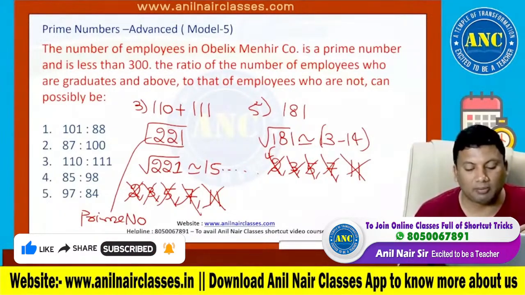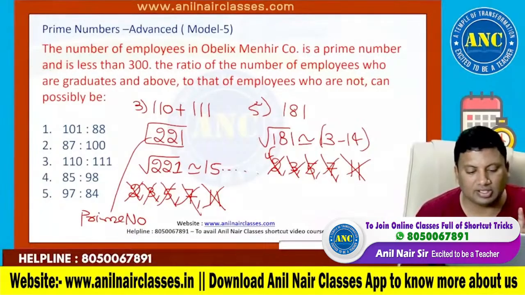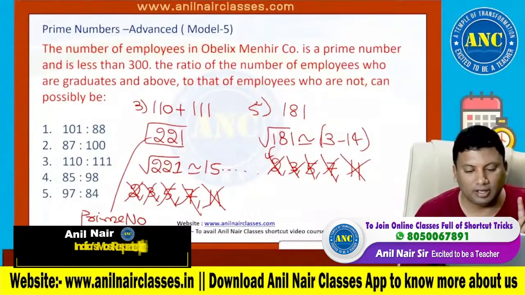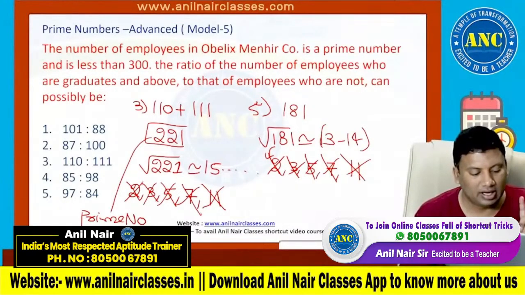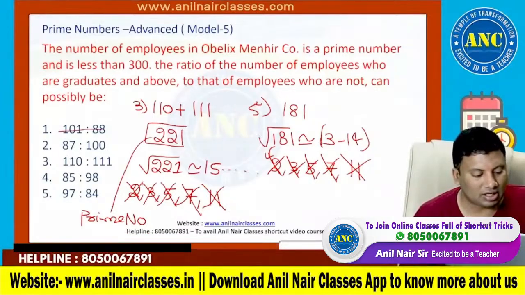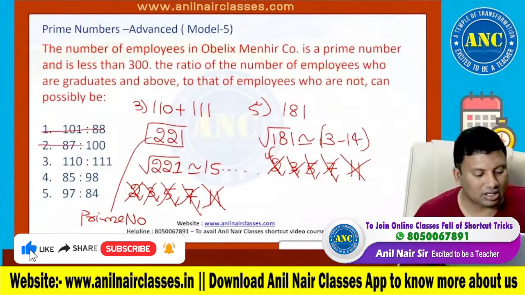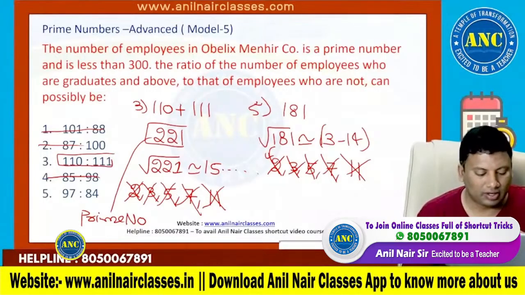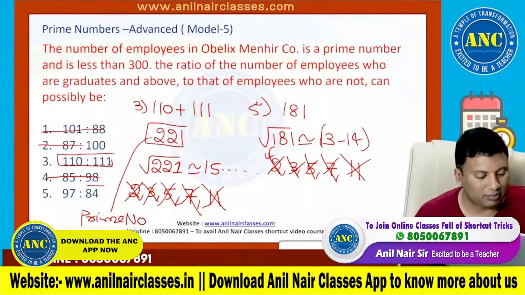The ratio of the number of employees who are graduates to that of employees who are not can possibly be... Possibly means it has to be a prime number. D is not a prime number. 110 plus 111, D is nothing but 221. 221 also we got as a prime number.